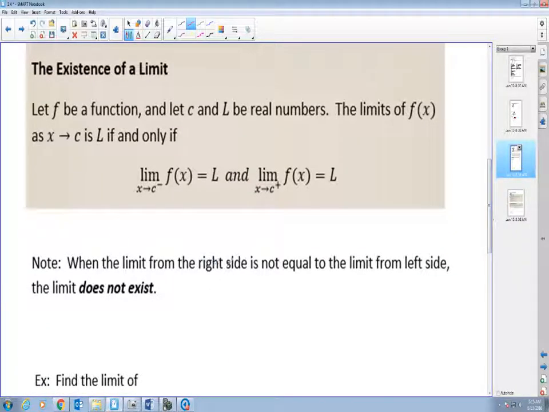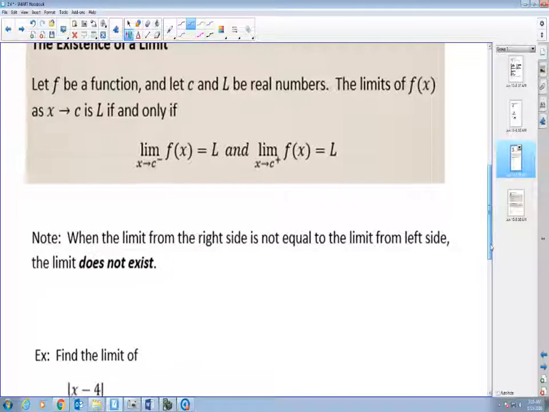Alright, when the limit from the right side is not equal to the limit from the left side, then the limit does not actually exist.